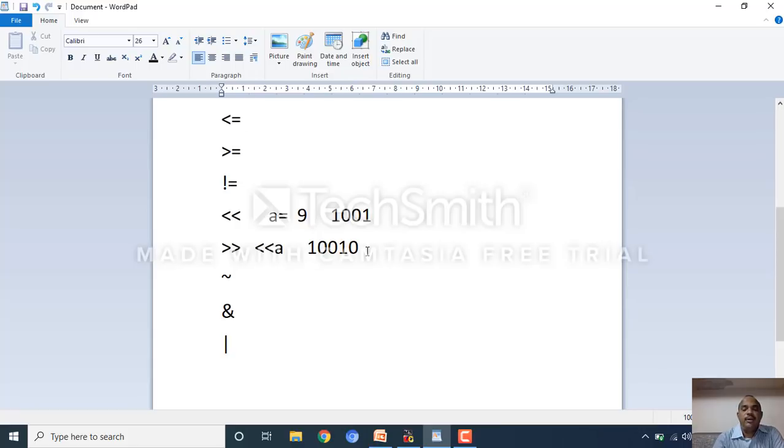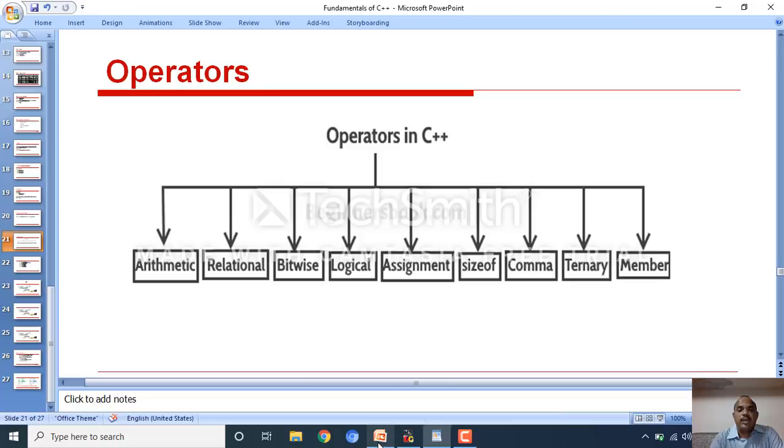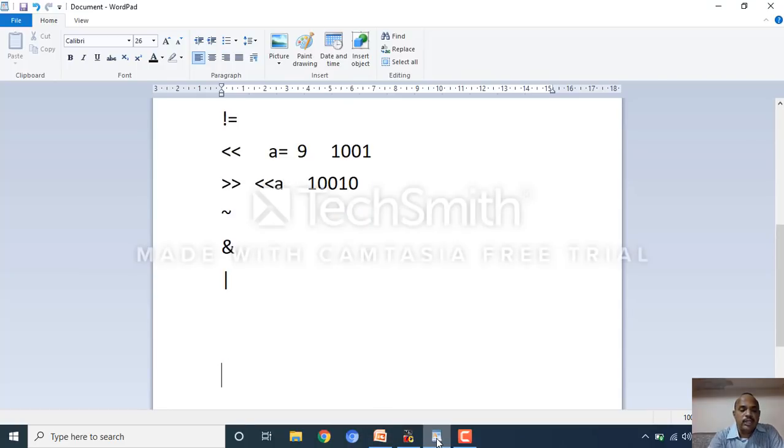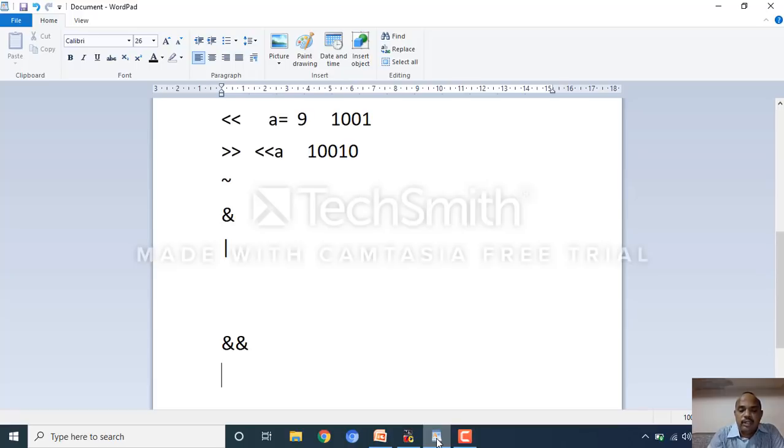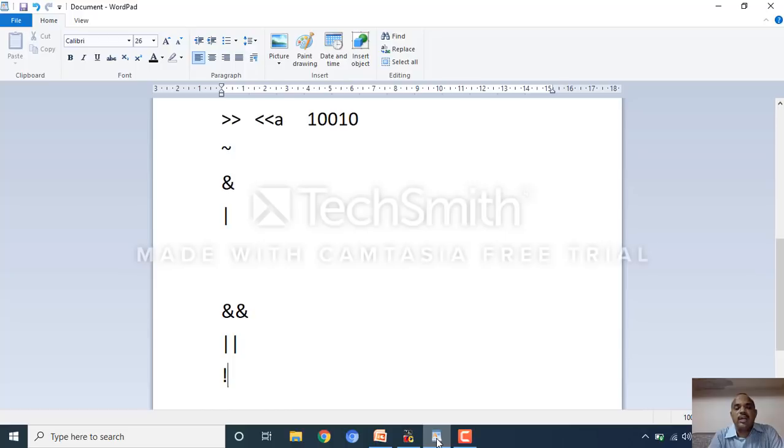These are the bitwise operators. Already you learned them in first year C programming language. Then what are the next operators? The next operators are the logical operators. These are the double AND operator, the logical AND; this is the logical OR; and this is logical NOT. These three are the logical operators. Clear all of you?